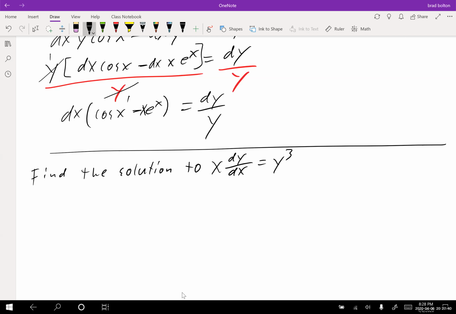Okay, so first of all, we want to know if this is separable. Well, let's see here. I could rewrite it as x over dx times dy equals y cubed. And now remember, you might want to do this right off the bat. You might say, oh, let me divide both sides by dy to get the dy's on the same side. But remember, that's 100% illegal because dy cannot be in the denominator.